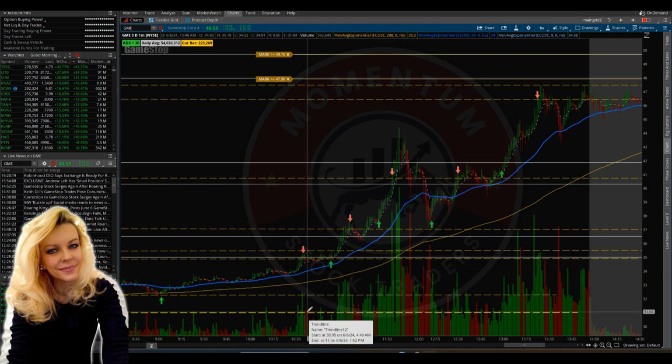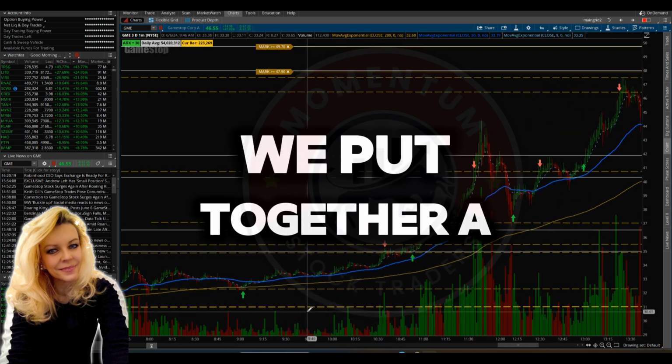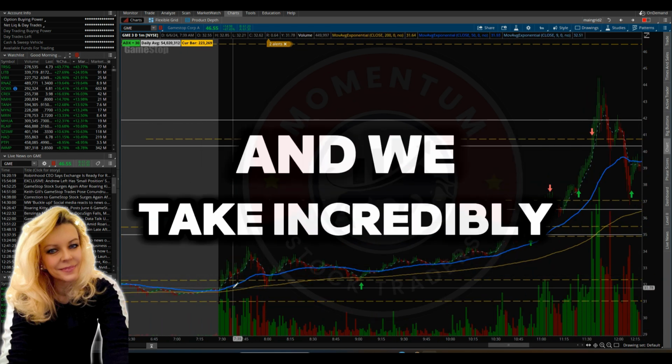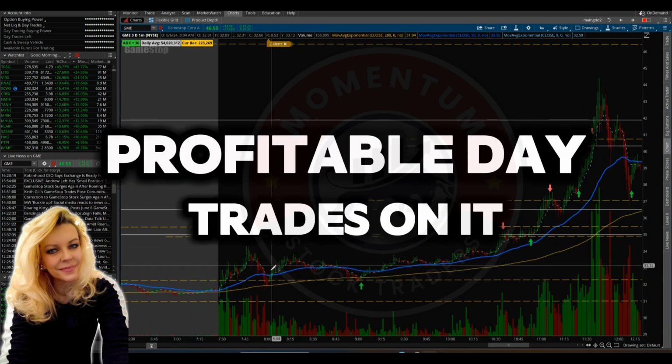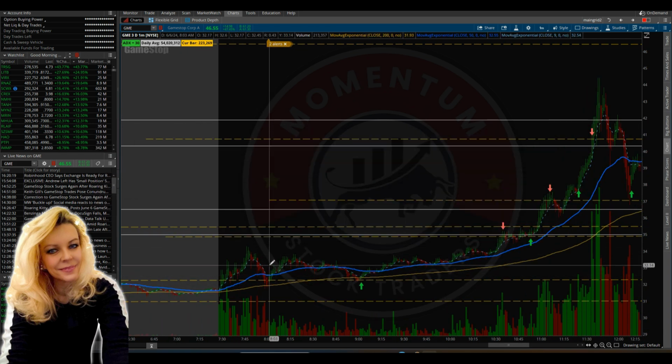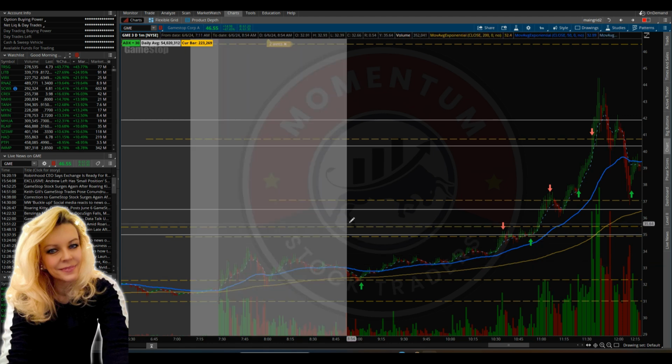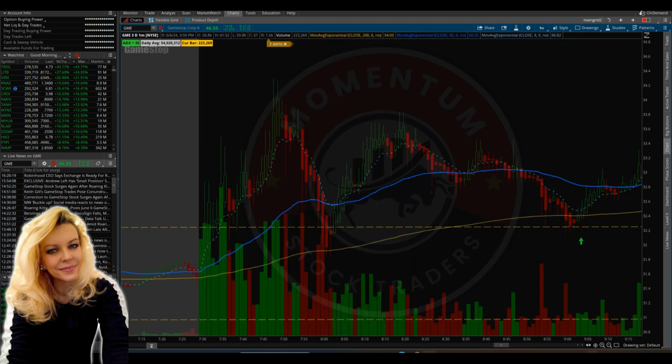So whenever this hits our scanner, we put together a little trade plan for it, and we take incredibly profitable day trades on it. And having said that, keep in mind that this stock by no means is for the long term. Really great little day trade opportunity when it sets up, and it can really make some great income for you if you use this model.